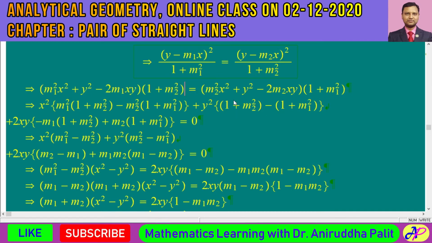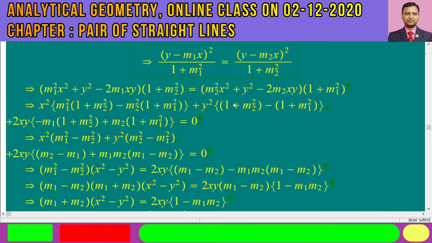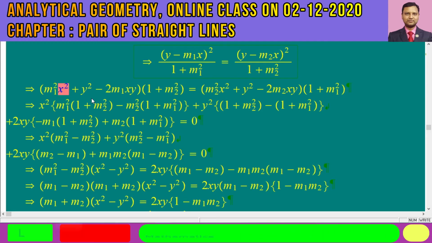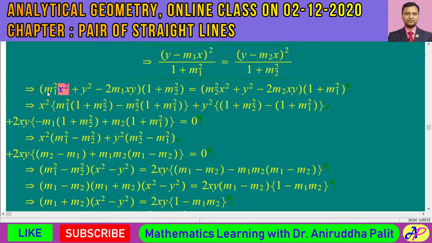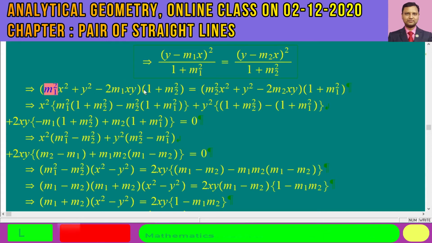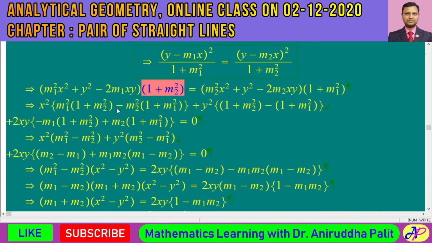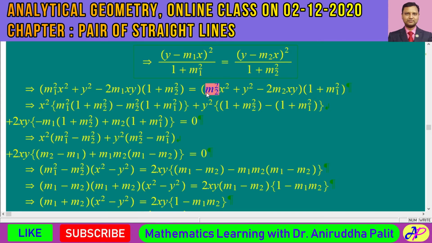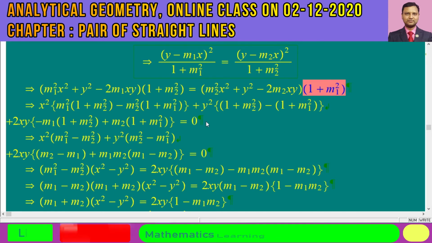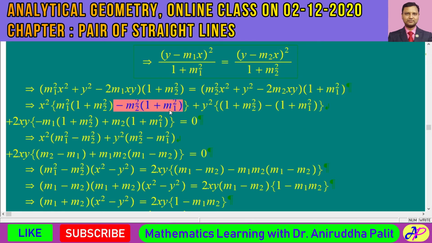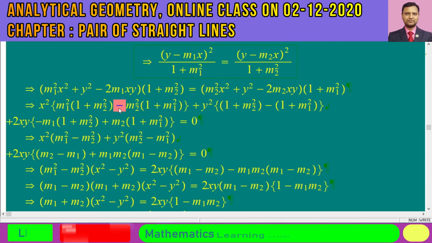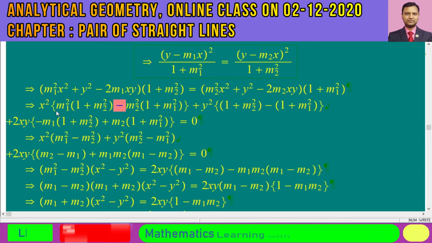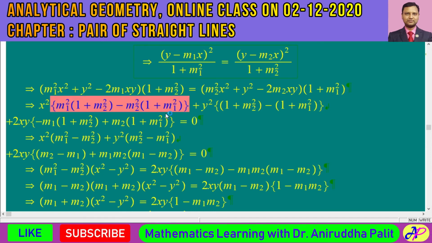Anyway, what we are doing over here, we are choosing the coefficients of x square. How to generate x square? If you multiply this m1 square with 1 plus m2 square, this is the one expression. And from the right hand side, if this m2 square is multiplied by 1 plus m1 square, this would generate the second term. That's why I'm using x square with this negative sign over here. So this would be the coefficient of x square.